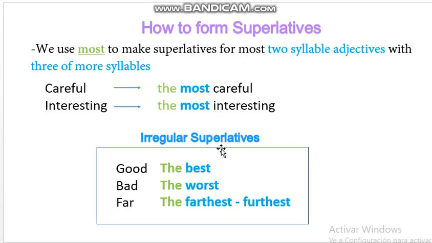So, the irregular superlatives are for good, the best, for bad, the worst, for far, the furthest or the farthest.